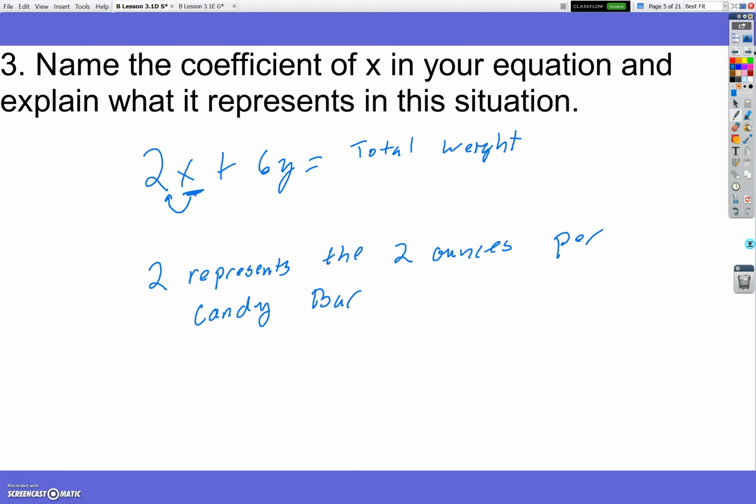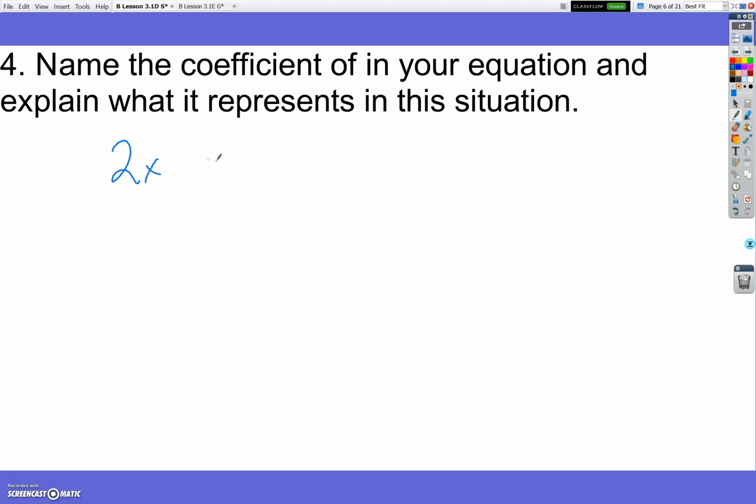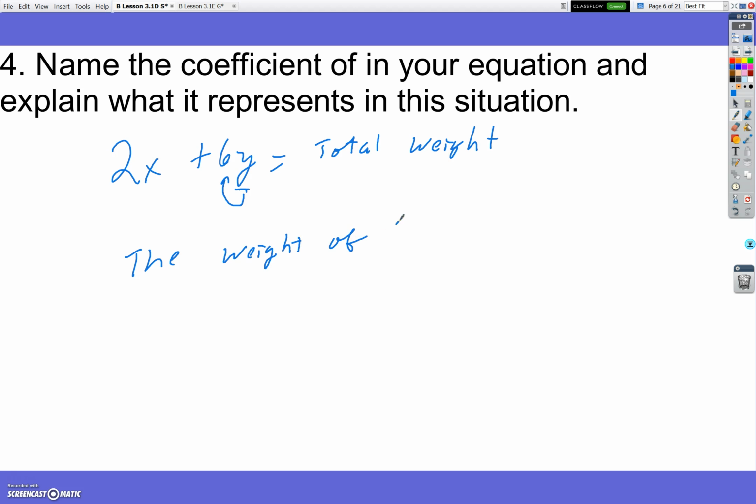All right. So now let's go ahead and look at number 3. Before we go on, I just want you guys to realize it says 2 ounces per candy bar. That 2 represents the weight of 1 candy bar. And then it says, by looking at that equation, 2x plus 6y equals total weight, what does your coefficient of y represent? Well, my coefficient of y is this 6, and the 6 represents the weight of 1 granola bar, because each granola bar is 6 ounces.